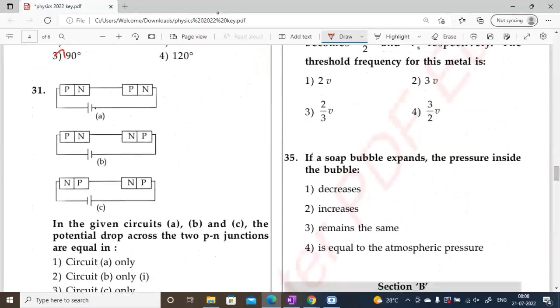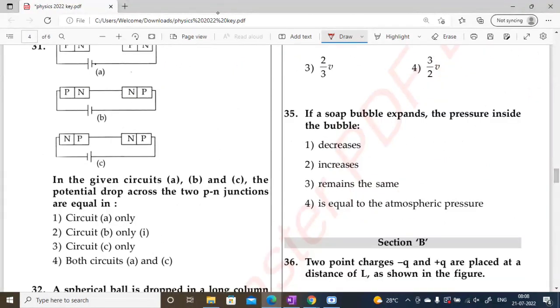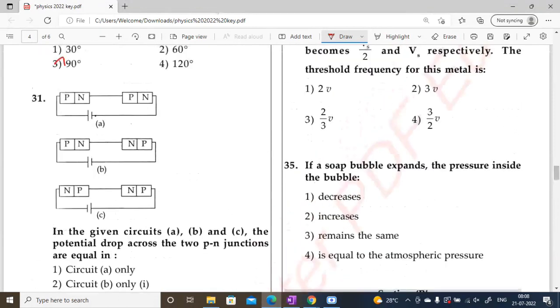Next, PN junction, we are having 3 PN junctions. They're asking for the circuits A, B, C, in which case the potential drop across the 2 PN junctions is equivalent. So let us check. In the first case, this is forward biased. This is also forward biased because P is connected to positive and N is connected to negative. Forward biased. And in the second case, P is connected to positive. This is forward biased. And in this case, again, P is connected to the negative side. This means it is reverse biased.